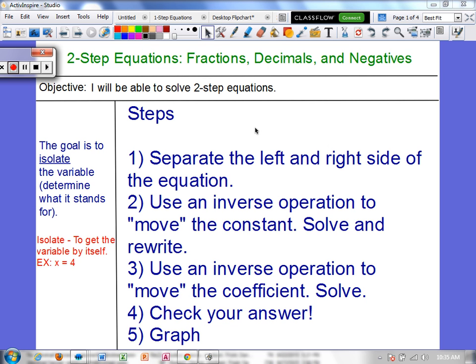Hey everyone! Alright, today's video will be over two-step equations that involve fractions, decimals, and negative numbers. Your objective for today: I will be able to solve two-step equations.